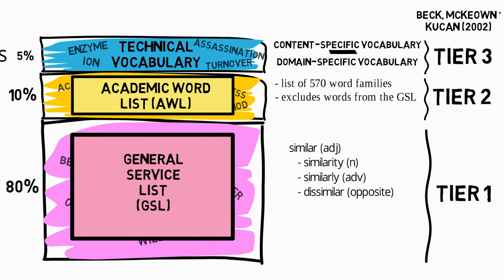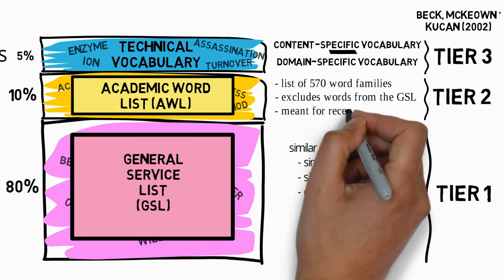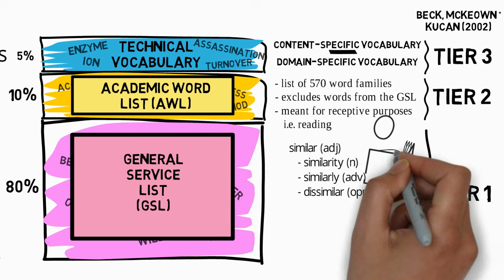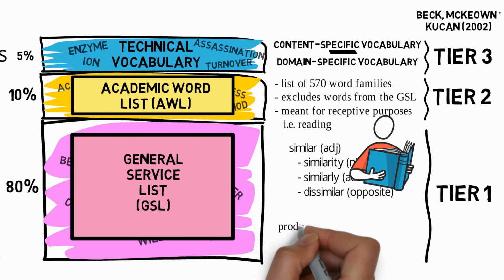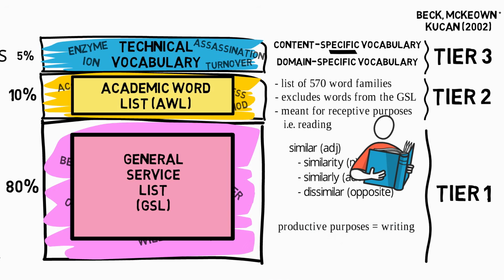The AWL is actually meant for receptive purposes, in other words, reading. And this is generally true of word family lists. They are intended for receptive, in other words, reading or listening purposes. This is in contrast to productive purposes, in other words, writing or speaking. The reasoning here is if you know the word similar and you see the noun similarity, you will understand what it means. If you know similar and you see the word dissimilar, you can guess that it's the opposite.